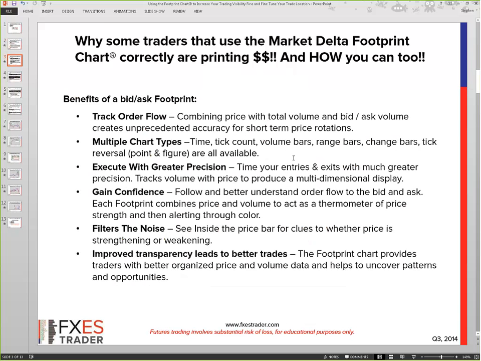One of the most important things is you can execute with greater precision. Again, reading order flow, timing your entries and exits with greater precision, tracking volume with price to produce a multi-dimensional display. Gain confidence, okay? Doesn't need to be explained any more than understanding how to read order flow correctly and utilizing it correctly. You will gain confidence in trading.